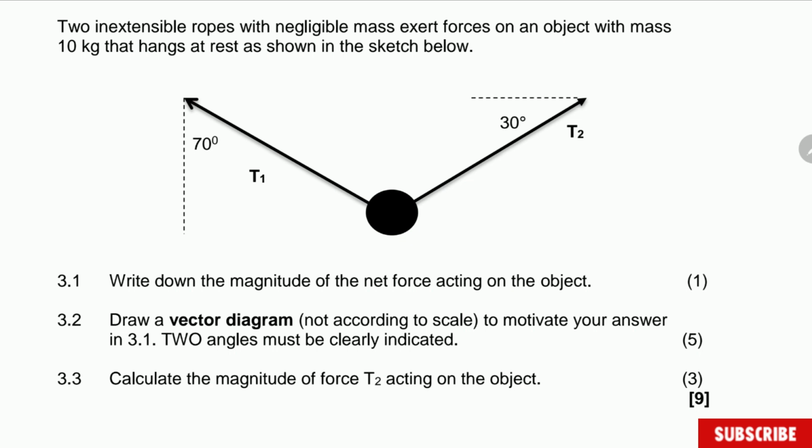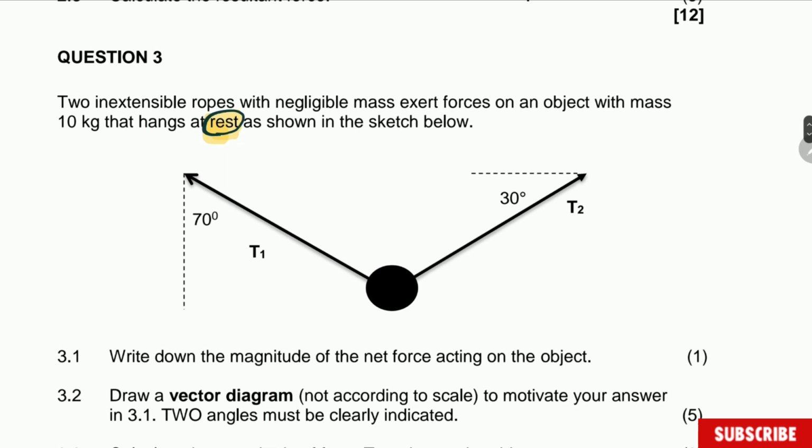Now, this question says, two inextensible ropes with negligible masses exert forces on an object with mass 10 kilograms that hangs at rest as shown in the sketch below. This is at rest. That is an important detail here. The object is at rest, and therefore it means it is at equilibrium. The first one, write down the magnitude of the net force acting on the object.